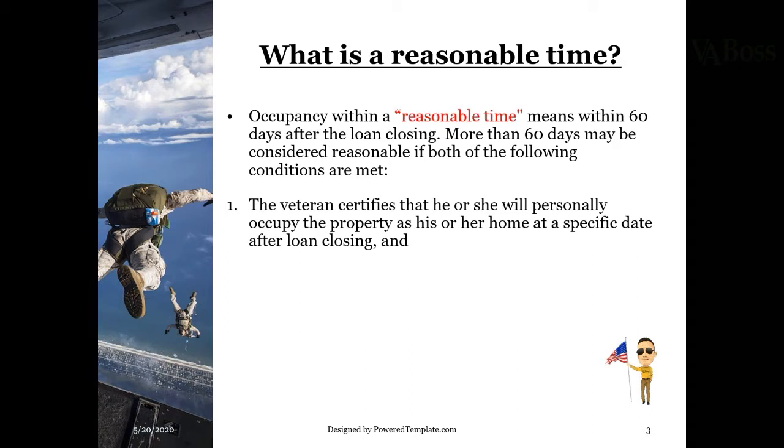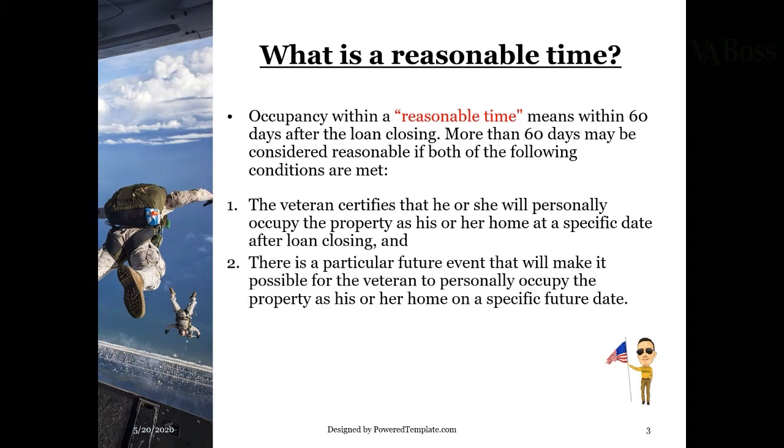So let's say that they're active military, they're PCS'ing into Fort Bliss from Fort Carson. They're going to buy, but their report date isn't for 90 days. Well, they can still buy that home because they're going to have orders, and those orders are going to have that no later than report date. That tells us they're going to have to be there at that time. So obviously that makes sense. And then there's a particular future event that will make it possible for the veteran to personally occupy. So that kind of falls along those same lines.